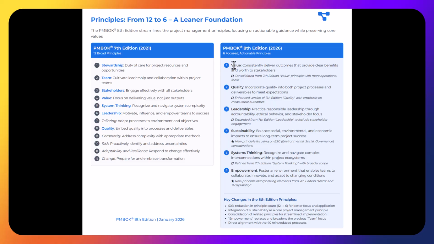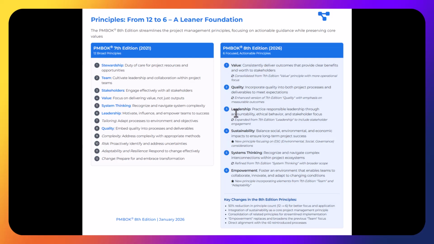Now, if you go down here, you see quality is here. Quality was number 8. Quality is number 2. I remember Toyota saying quality is job 1. But they want to enhance quality with an emphasis on measurable outcomes. Again, value. Leadership. My favorite. You see it's number 6 over here, but it's definitely number 3.